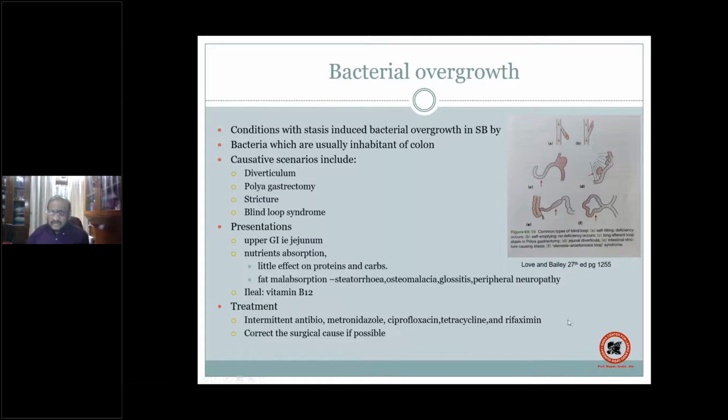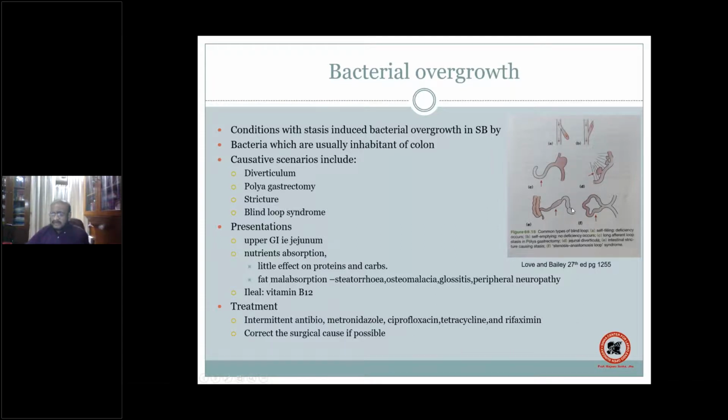Bacterial overgrowth is an important problem for us as surgeons. Now see, these are some of the scenarios. You have a solitary diverticulum, which is non-dependent, a diverticulum which has got a reverse kind of flow. This is a dependent one, so everything flows out from the diverticulum. Here it's non-dependent, so contents gravitate and lie in the diverticulum. Or you've done a polya gastrectomy, or you've got multiple jejunal diverticulums.